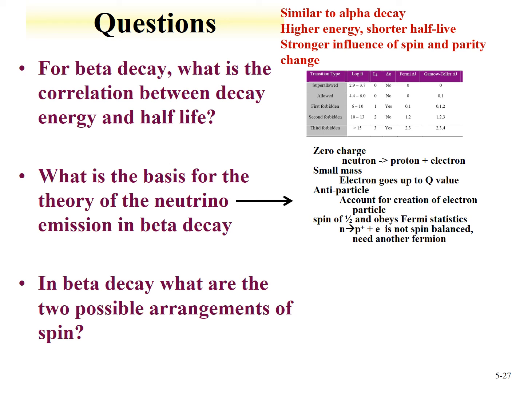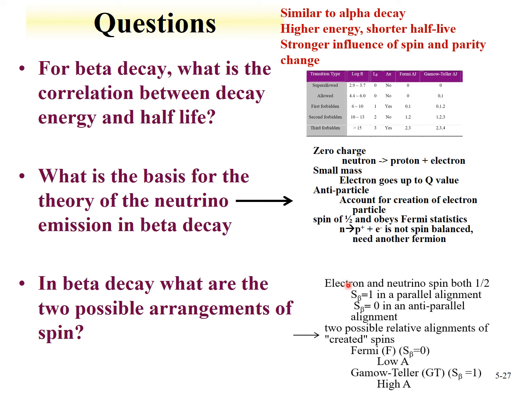So in beta decay, what are the 2 possible arrangements of spin? Basically what we're saying is, what are the spin properties of the resulting particles? Well, we talk about an electron and a neutrino, both have spin 1/2. We just discussed this. If they're parallel, the overall spin change is 1, and if they're anti-parallel, the overall spin change is 0. So we can have this alignment that creates 2 possible spins. The 0 is Fermi spin, while the 1, where they're in a parallel arrangement and the spin is 1, that's Gamow-Teller. Fermi spins tend to dominate at low A numbers, and Gamow-Teller at higher A numbers.